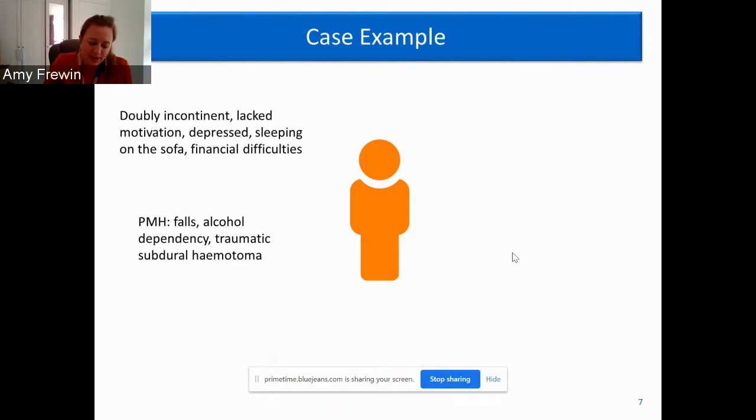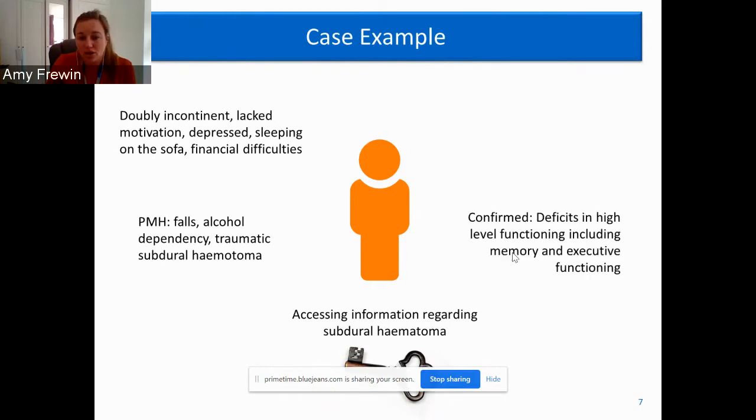When the complex case manager started investigating a little more about this person's background, we realised there was very little information around the subdural hematoma and potentially what the lasting effects were. This became the key focus of the investigation. With the geriatrician's support, we were able to access the discharge letters through the hospital to establish at what time frame the injury had happened.